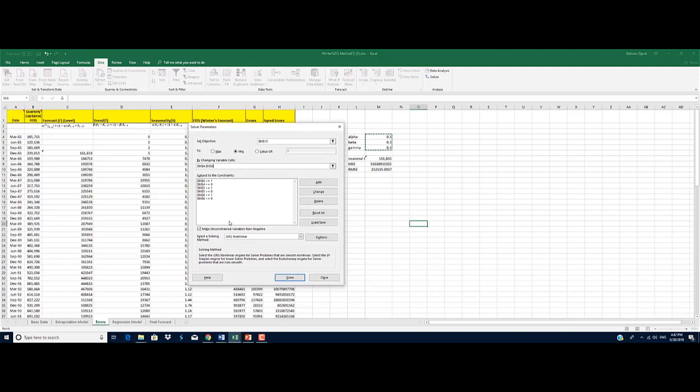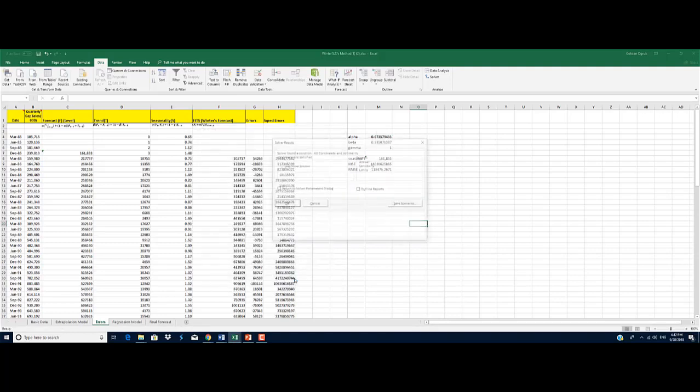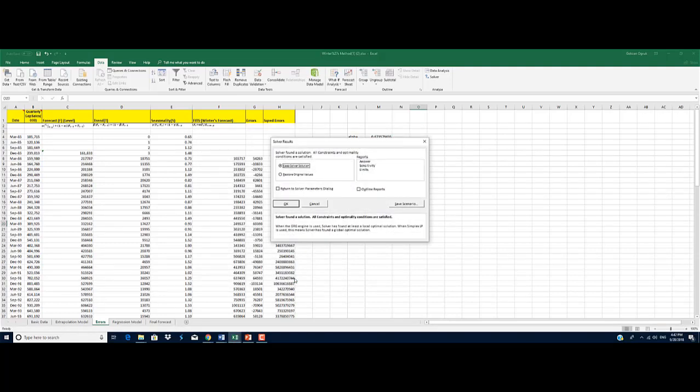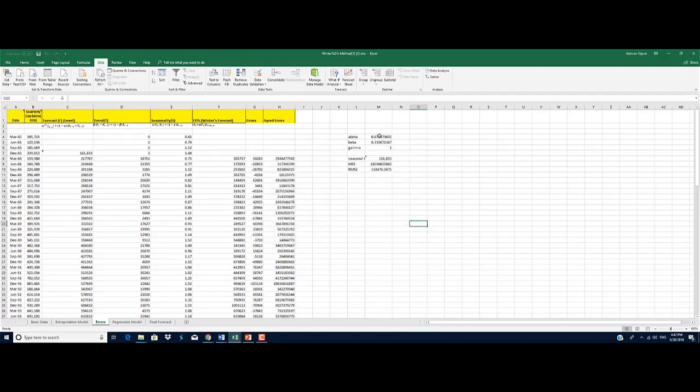After I enter the constraints, I hit solve. Then the computer is going to ask us to keep the solver solution. Here you will click OK. As you have noticed, the computer calculates different alpha, beta, and gamma values than the initial ones we picked. And these are the alpha, beta, gamma values that minimize the root mean square error.